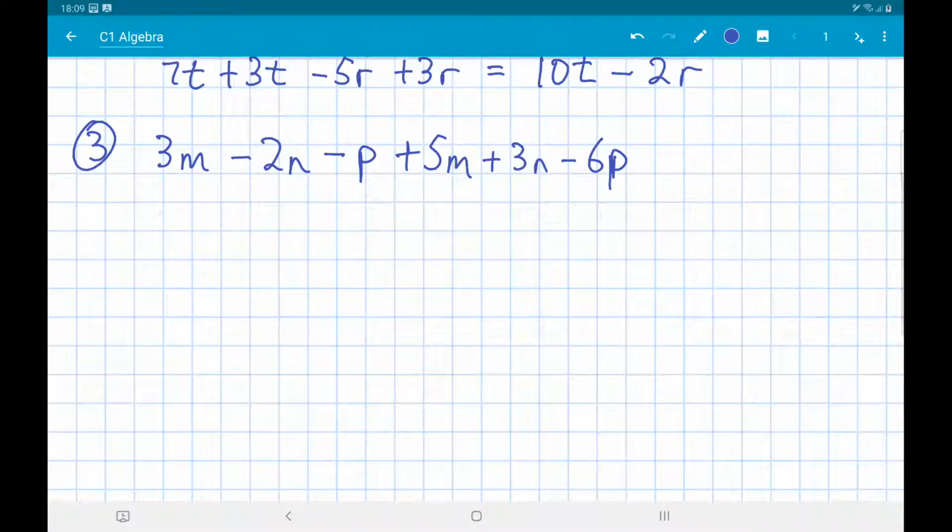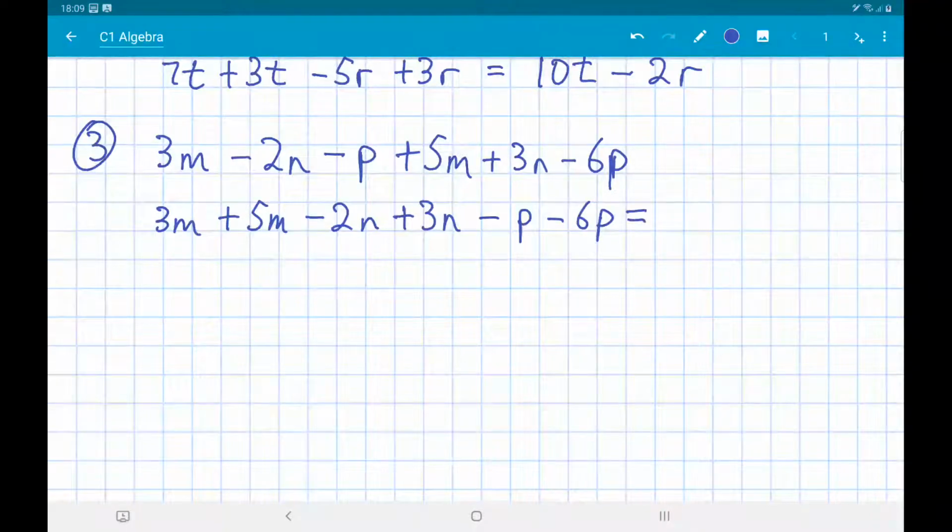So same as before, we have 3m plus 5m, and let's do minus 2n. It's a lowercase n, not uppercase. Okay, so you have plus 3n, and we've already done m, haven't we? That's correct. So we do minus p minus 6p, and that equals 8m plus n minus 7p.